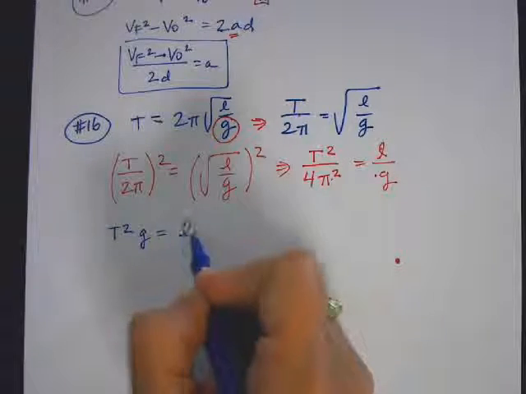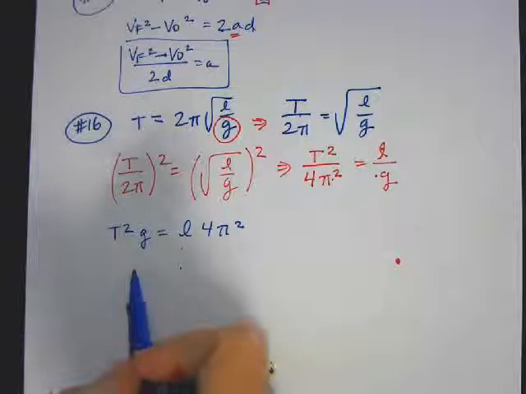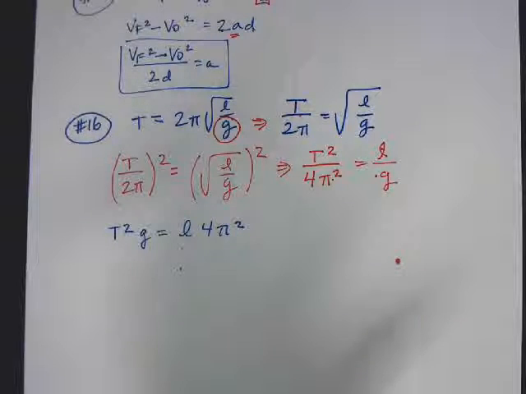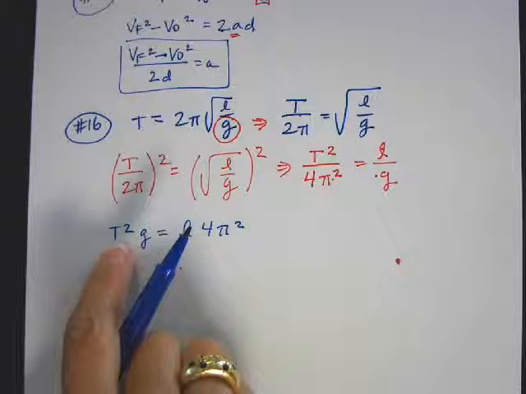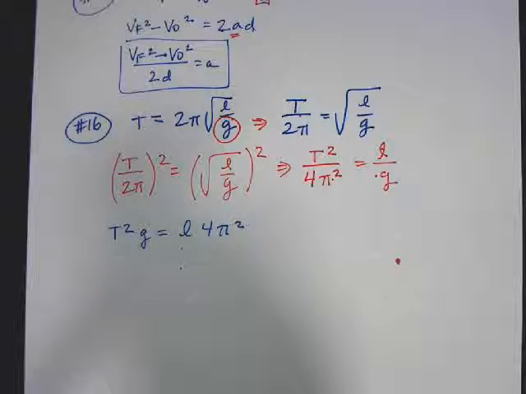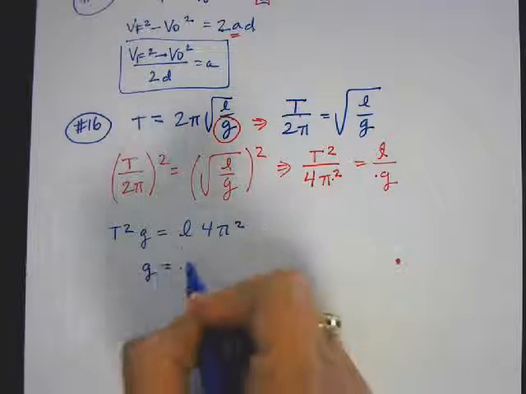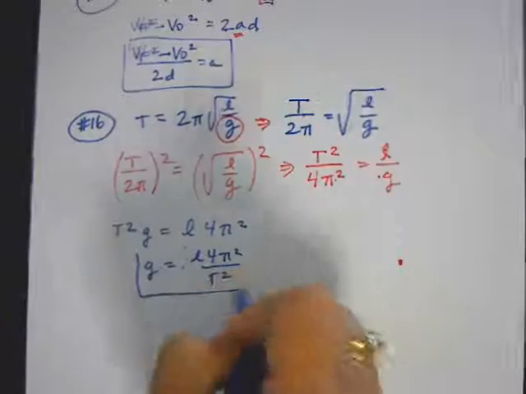Now I see that g is in the numerator, so I'm not touching that g. It's already in the numerator, and I want to solve for g. So I'm going to leave that g where it is. To leave g in the numerator by itself, all I have to do is divide by T squared. So g is equal to L 4 pi squared over T squared. And that's it. That's my unknown in terms of the known.